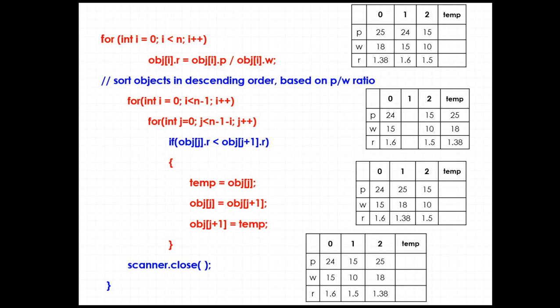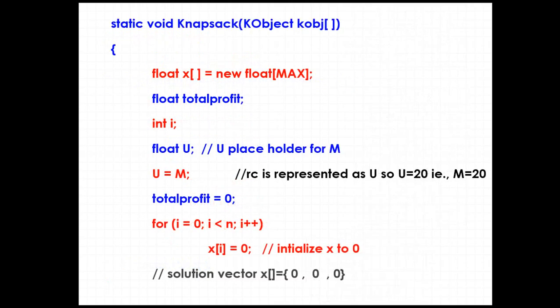Next instruction is calling a knapsack function. Next is your knapsack function. When it comes to a knapsack, X indicates a solution vector, right? This is the last column in your problem, right? Next, the total profit, that is your last but one column. Next, I indicates the first column.